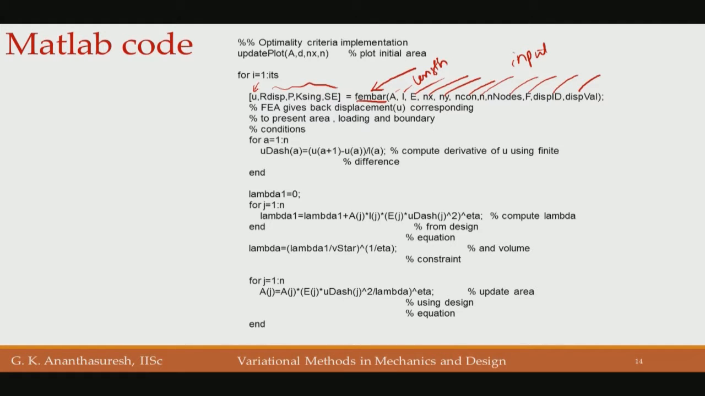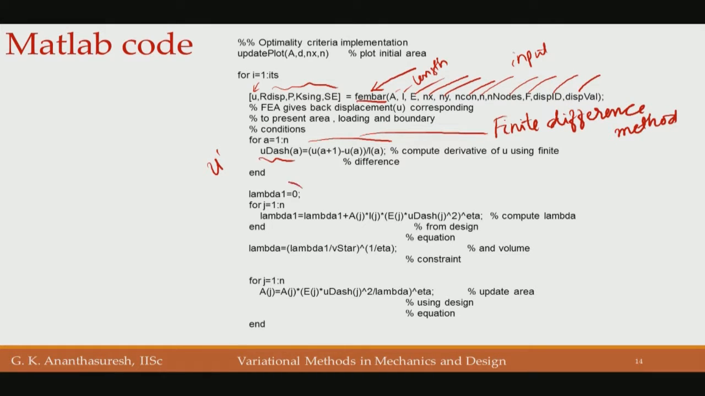We are interested in U, we use that U to compute U prime using the finite difference method. It is all numerical now, we are computing using the finite difference method.